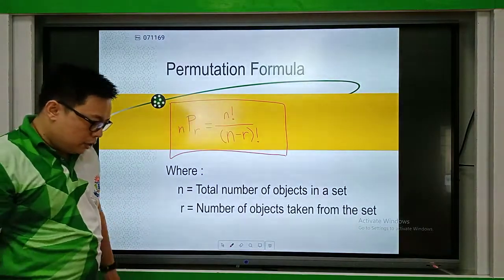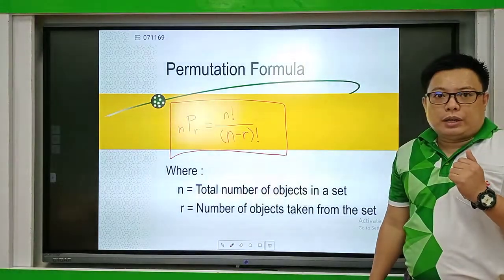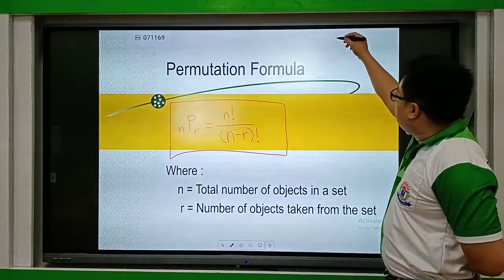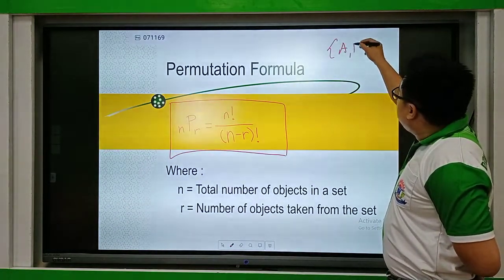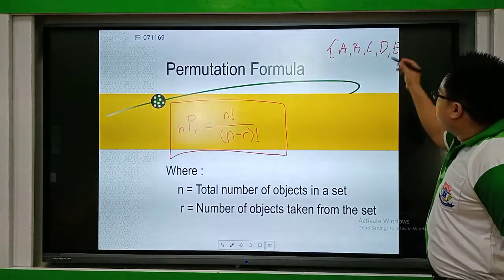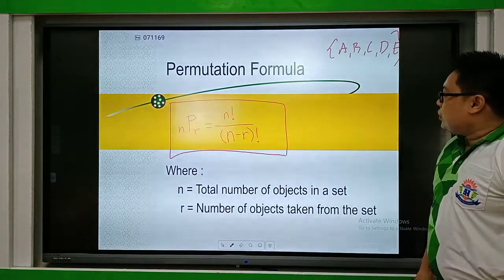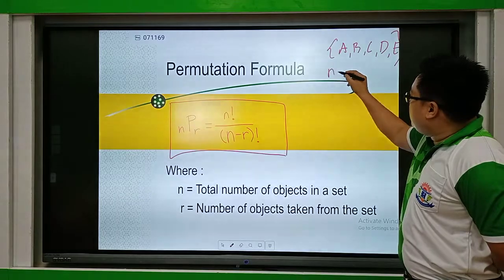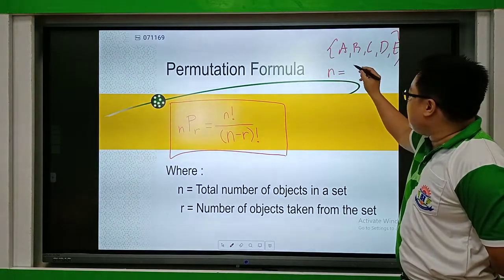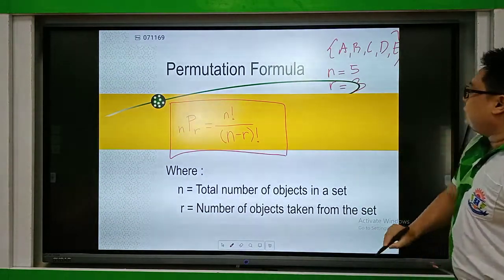Okay, so let's go back to the first question. We have 5 letters. Do you remember the first slide that we have? We have 5 letters A, B, C, D, and E. We want to choose 3 out of 5. So how many possible selections can we have? We have 5 letters, and we want to choose only 3 out of 5.